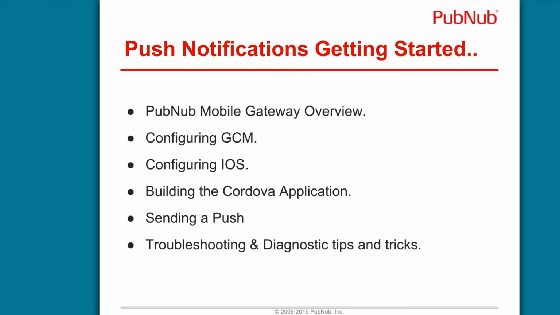There's not a whole lot of code in this particular webinar. There's a little bit of code. It's just enough code to get a push notification sent from some application to your Cordova-based app on your mobile device and show that push notification. And in fact, the Cordova app doesn't even use the PubNub SDK, which is kind of a key point of the mobile push gateway.